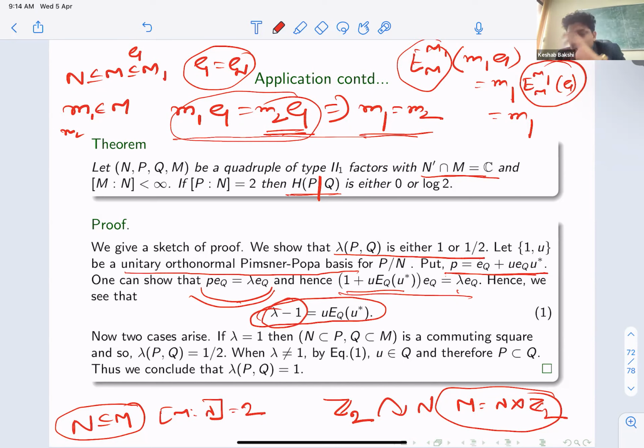So there are two possibilities, either lambda is 1. And if lambda is 1, then N, P, Q, M will be a commuting square, and then the entropy will be 0. That can be proved easily. Then in the other case, if lambda is non-zero, u is a unitary, so you can multiply by u star. And using that, one can immediately prove that lambda will be half.